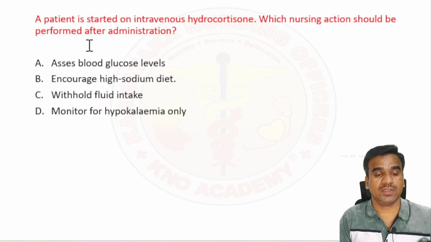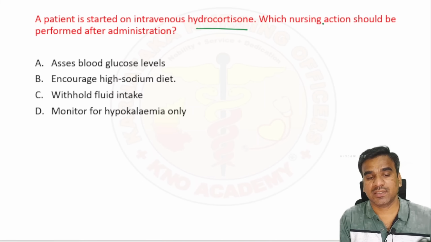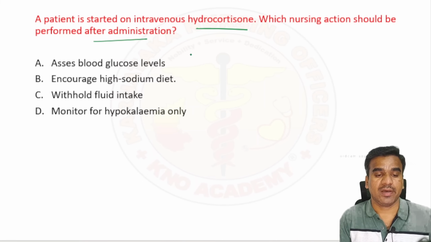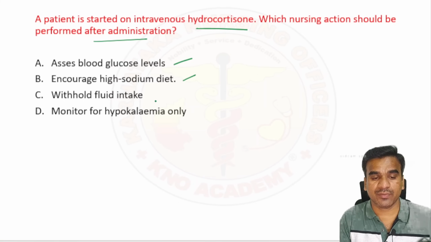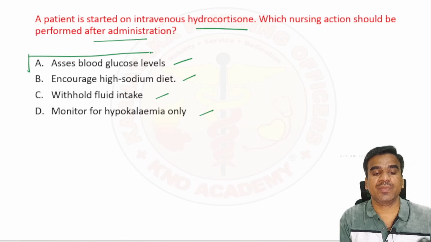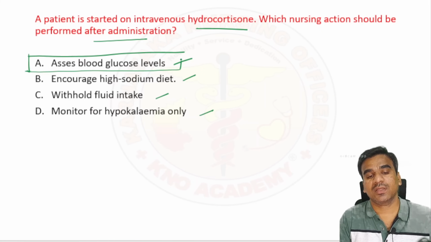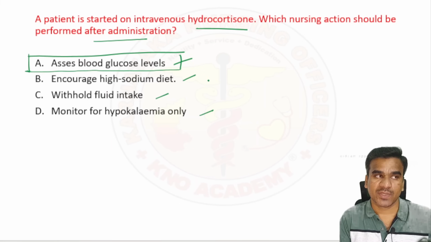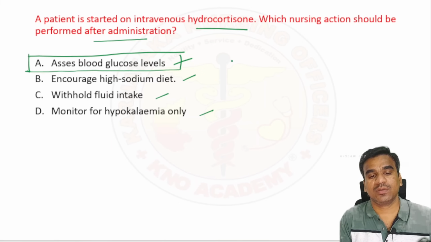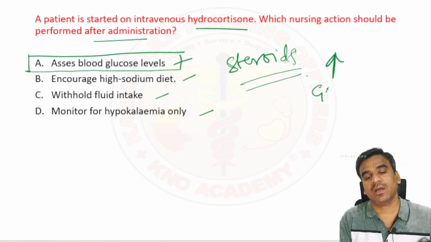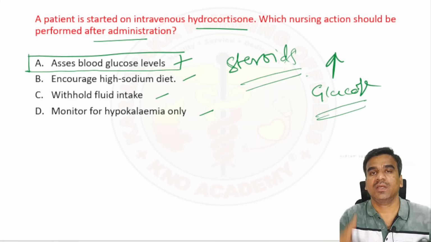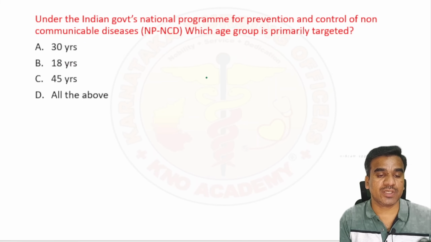The patient is started on intravenous hydrocortisone. Which nursing action should be performed after administration? Assess blood glucose level, encourage high sodium diet, withhold fluid intake, monitor for hypokalemia. No. Whenever we administer corticosteroids, monitoring the blood glucose level is very essential. So the right answer is blood glucose level. You should keep in mind that if we administer steroids, glucose will be increased. We'll move on to the next question.